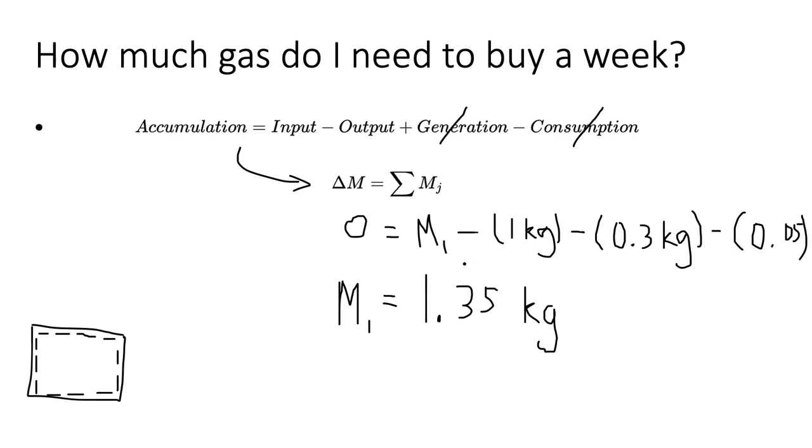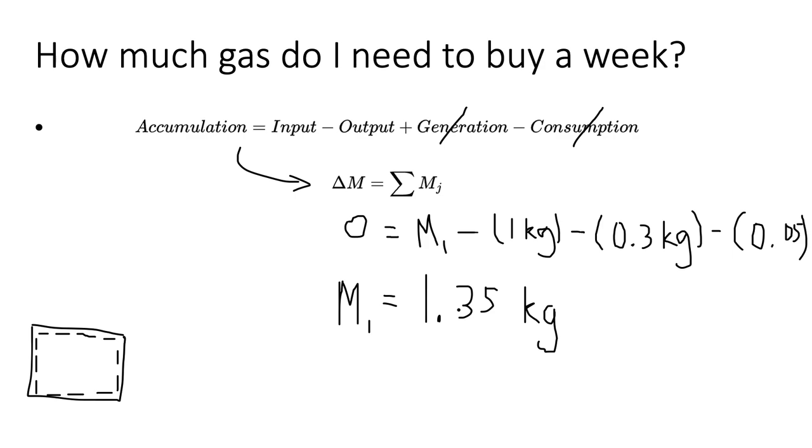In other words, at the end of the week, my gas tank may be full, and then we use up this amount, and then we replace it, and it's still full at the end of the week. Or maybe it's halfway full, and then we still use up this amount, and then we replace that same amount at the end of the week. Maybe it's a quarter full. Maybe I go all the way to empty by the end of the week, and then I replace it with 1.35 kilograms of new gas. So there's nothing about this problem that lets you derive what amount of gas is in the gas tank.